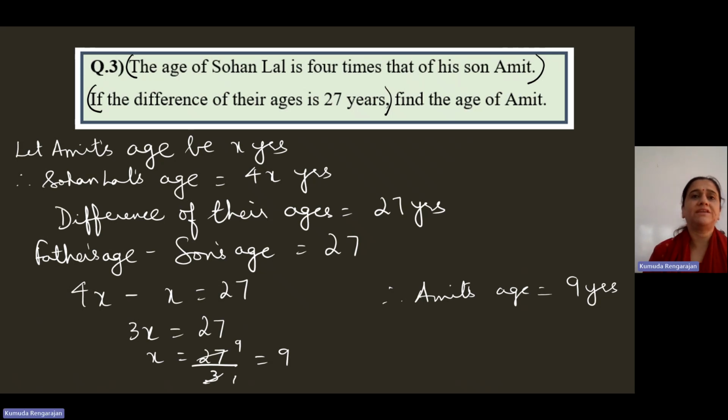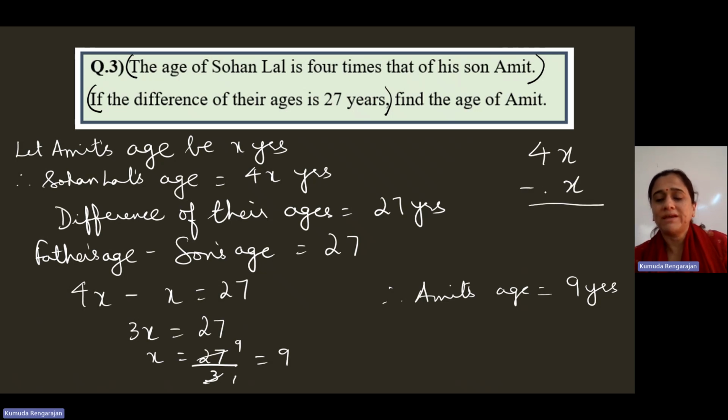Okay. 4x minus 1x is 3x. I'll tell you how. 4x minus x. Okay, so x means 1x. 4x minus 1x. Now, 4x and 1x are like terms. When you subtract like terms, the result also will be a like term. So you will get some x. 4x minus 1x is some x. Okay, so 4 minus 1 is 3. 3x.